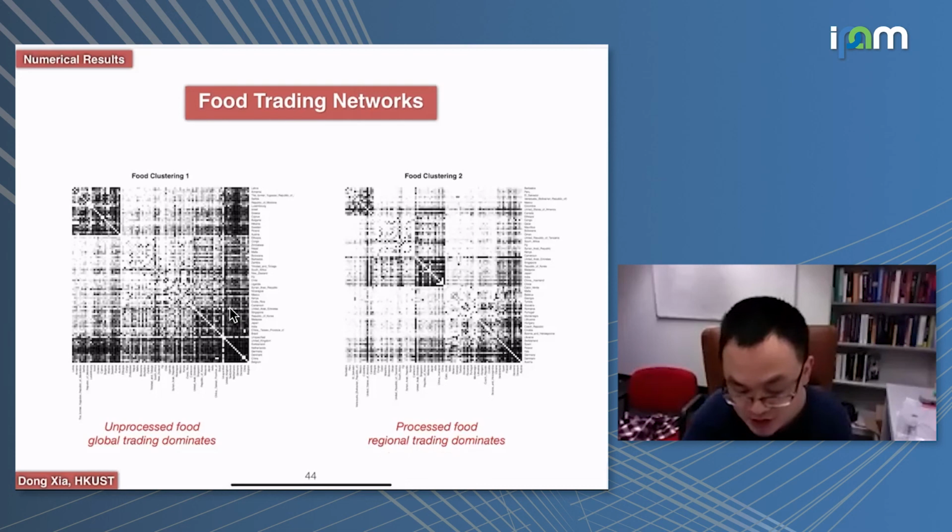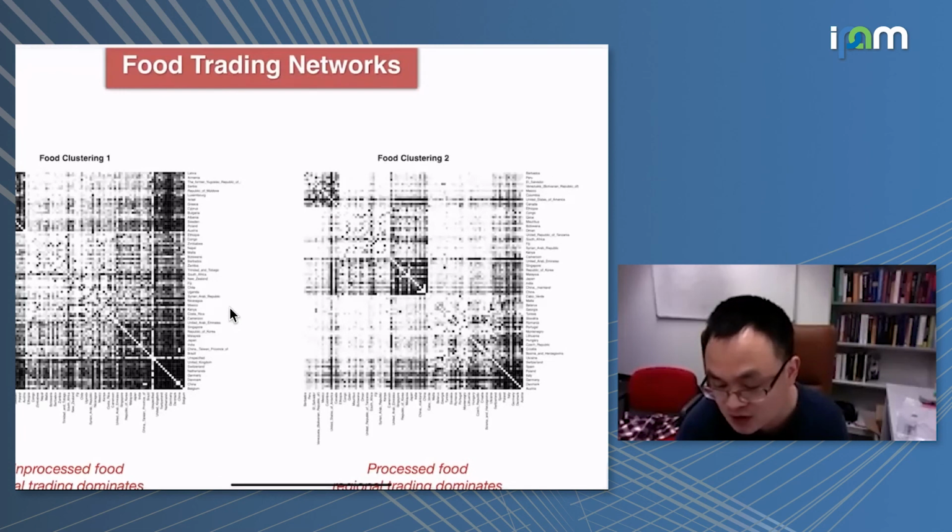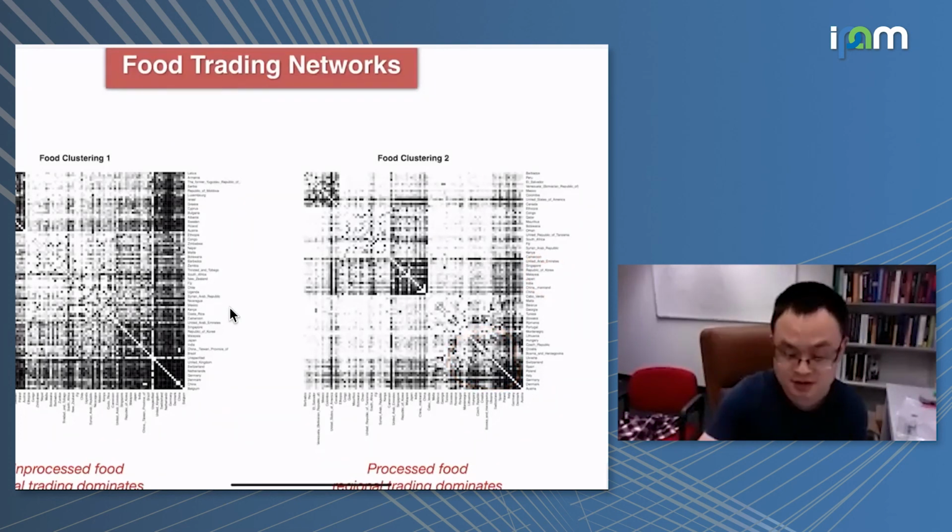For instance, if you look at this block, it is mostly about countries from America. For this block, the countries are in Asia. And for this block, the countries are in Europe. So this is the community structure in this example.